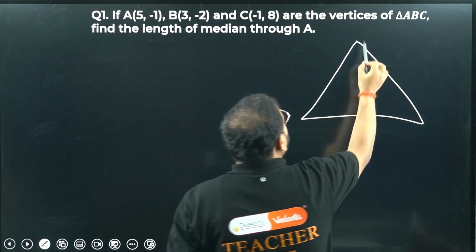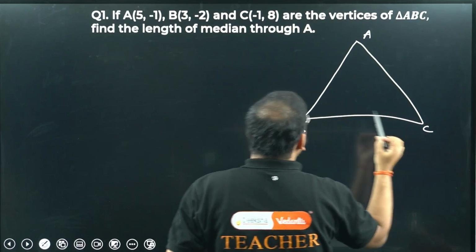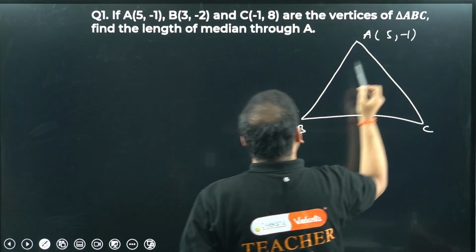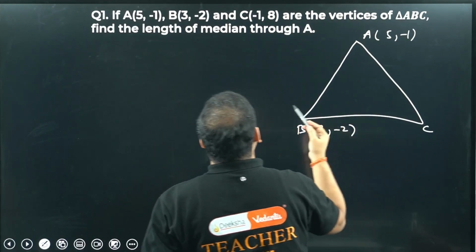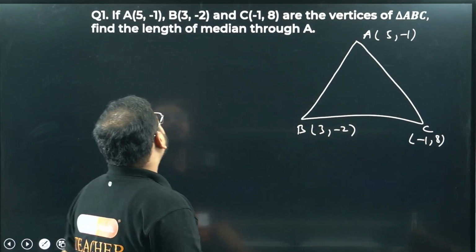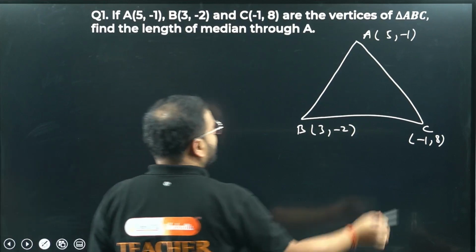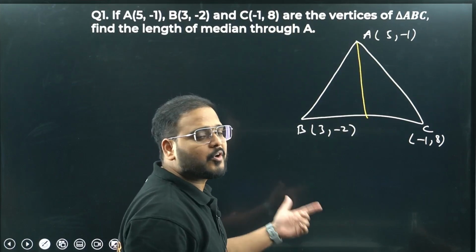So if I write it like this, vertex A is here, vertex B is here, vertex C is here. Vertex A's coordinate is 5, -1. Vertex B's coordinate is 3, -2, and C is -1, 8. They are asking the length of the median through A. Length of the median through A means from the vertex A, join the midpoint of the opposite side.